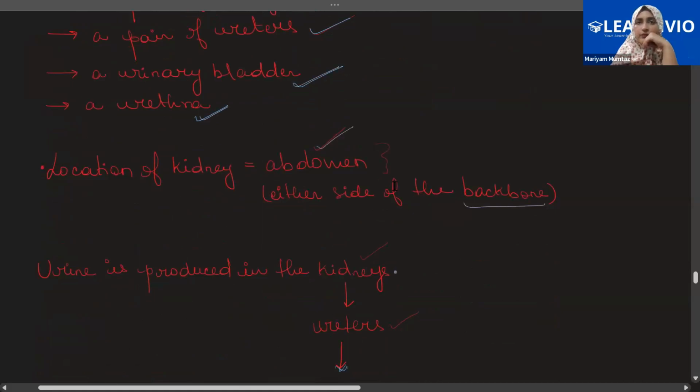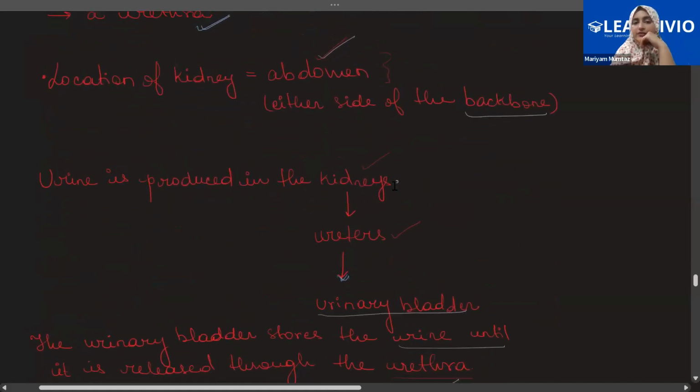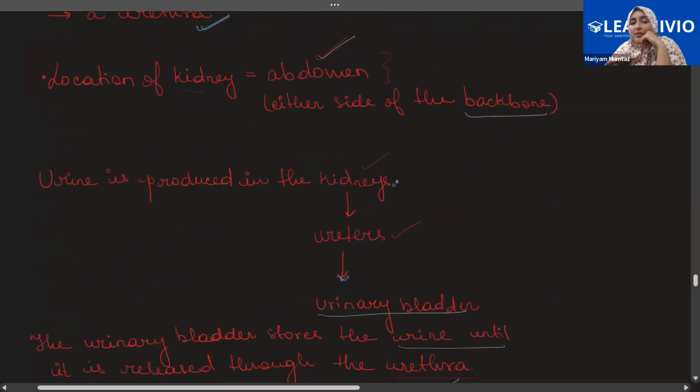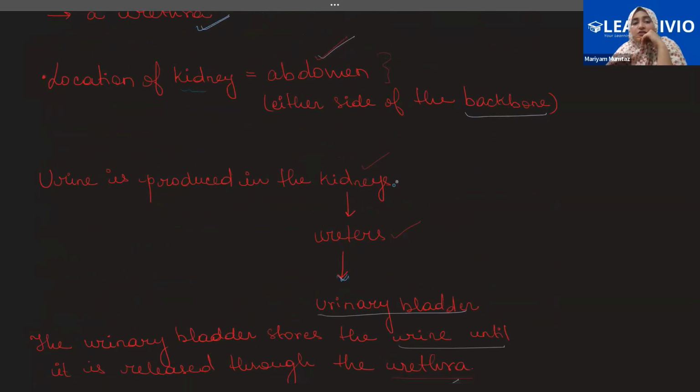Okay. Now let's talk more about the excretory system in human beings. Now talking about the kidneys, they are the primary excretory organ. And where are they located? They are located in the abdomen region on either side of the backbone. So we have the backbone, and on each side of it is a kidney. Now, the urine is produced in the kidneys. Then, from the kidneys, the urine is carried by the ureters and it is stored in the urinary bladder.